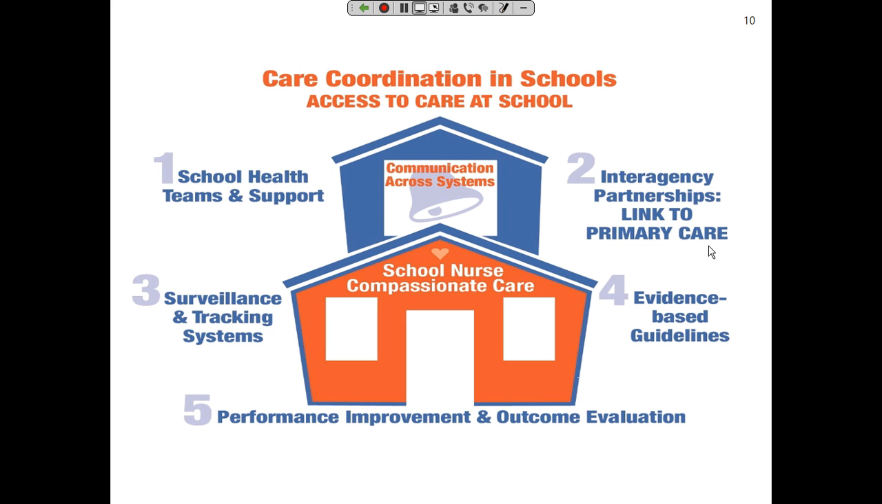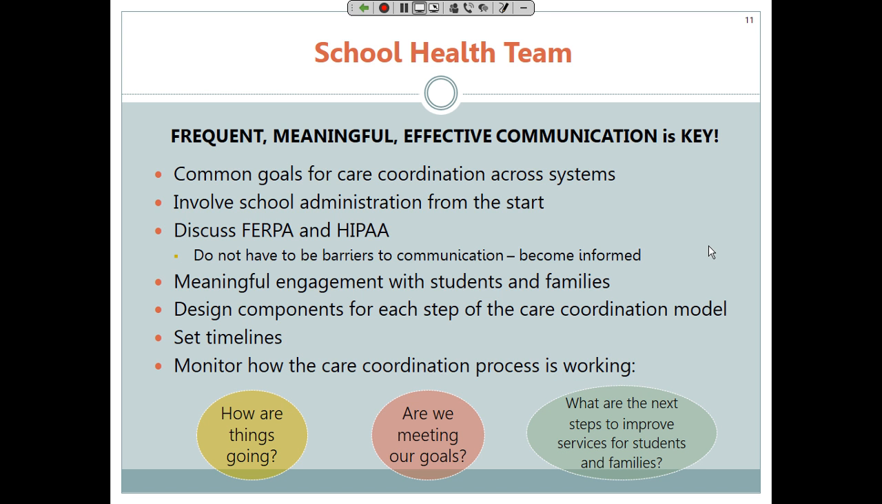And number 5 is performance improvement and outcome evaluation. And this is really monitoring the overall impact of care coordination across both systems and using common metrics to know that things are getting better in care coordination with families.